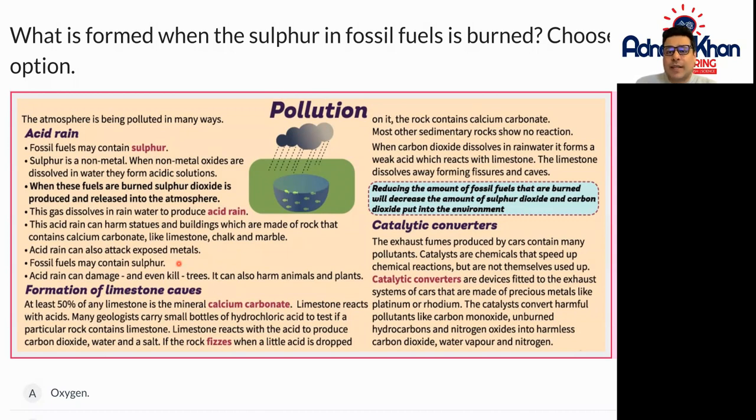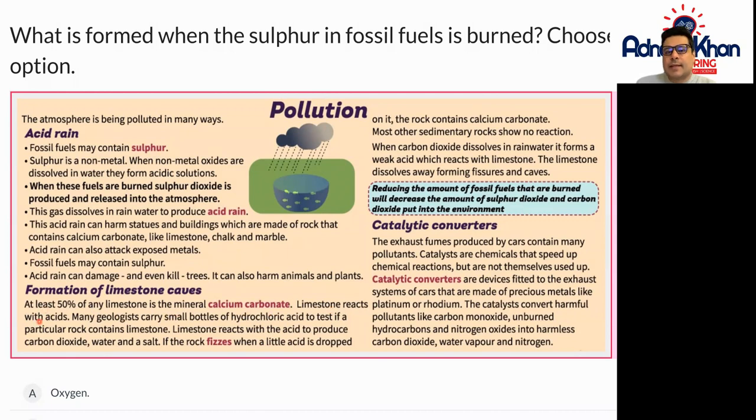Acid rain can damage and even kill trees. It can also harm animals and plants. So what about the formation of limestone caves? At least 50% of any limestone is the mineral calcium carbonate.